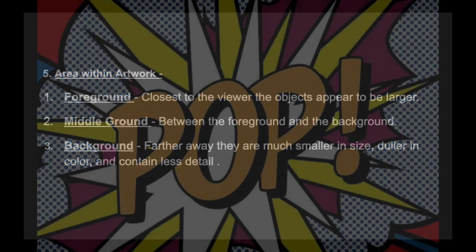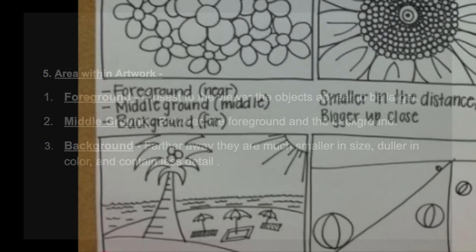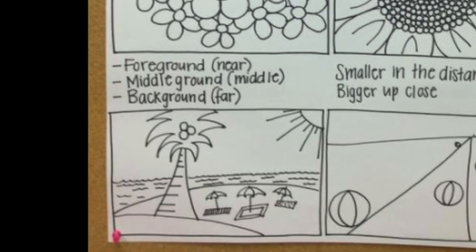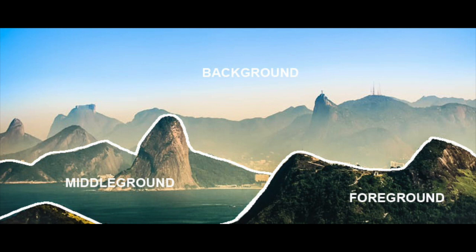The fifth technique is the area within the artwork: foreground, middle ground, and background. Artists use this all the time. And we know, because we've studied this a lot, that what's in the foreground is very clear. The middle ground, there's some clarity, and then the background, it's completely gone. The detail is no longer there, but we can see it. A lot of times it's just a silhouette.